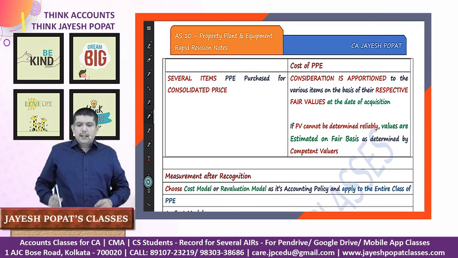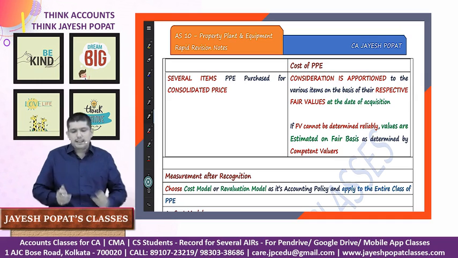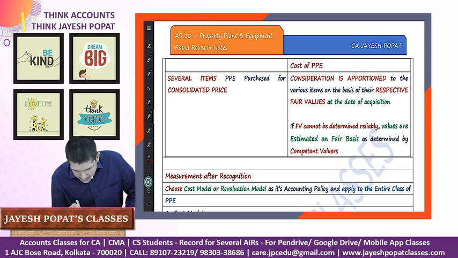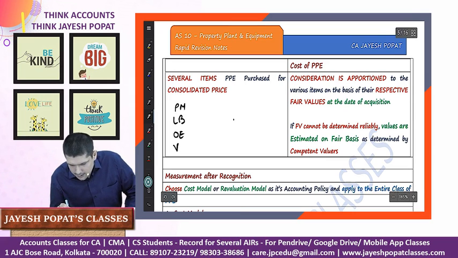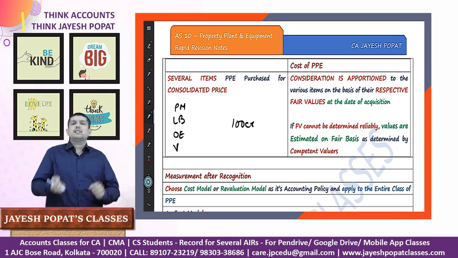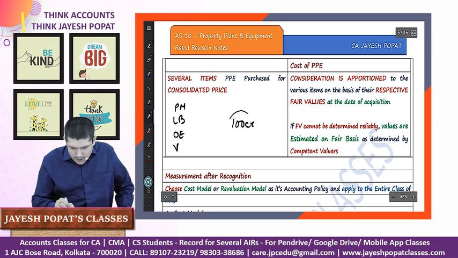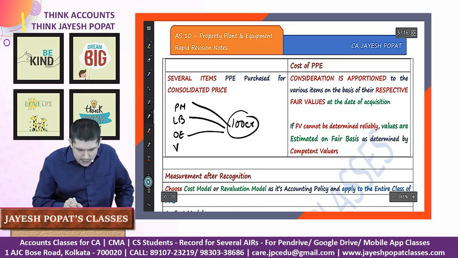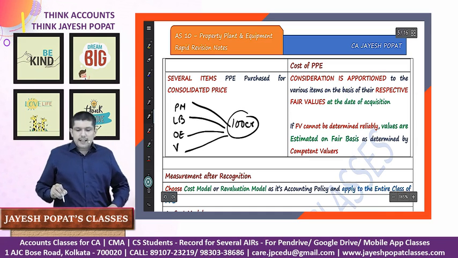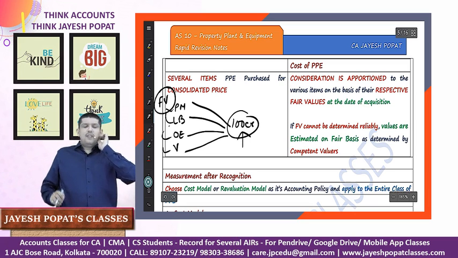Another situation could be, right, this usually happens when a bucket of assets are purchased at a particular price. Let's say we are buying plant machinery, land and building, office equipments, vehicles, etc., right, at a total consideration of 100 crore, right? We are paying lump sum consideration of 100 crore and we are acquiring so many assets, right? How will we attribute this 100 crore to plant and machinery, land and building, office equipment and vehicles? The standard says that look at the fair value of each of these assets and apportion this 100 crore in the ratio of fair value, right?